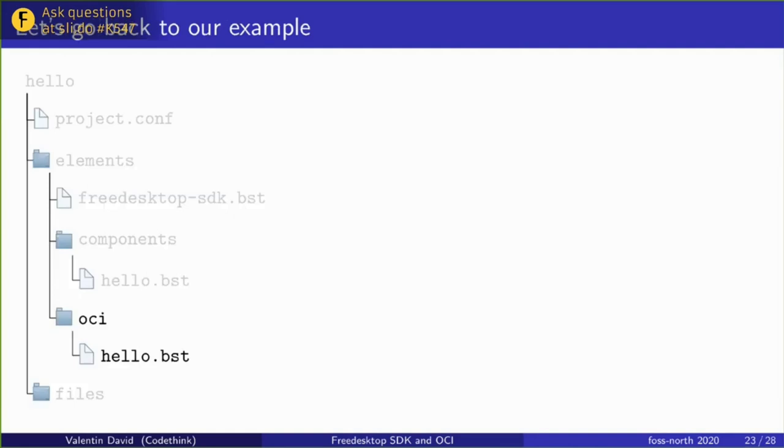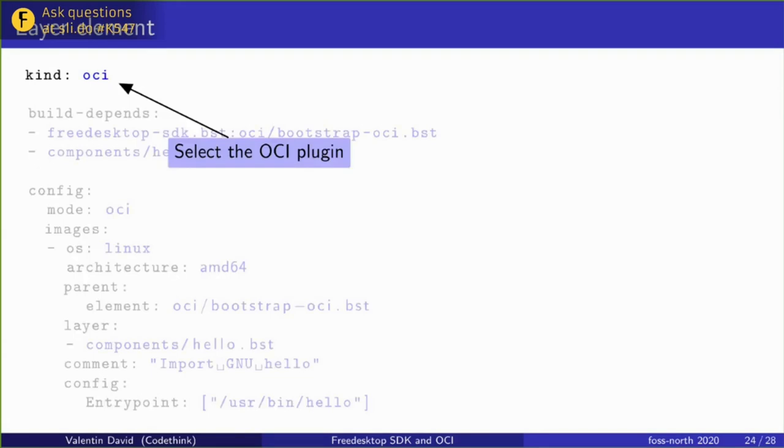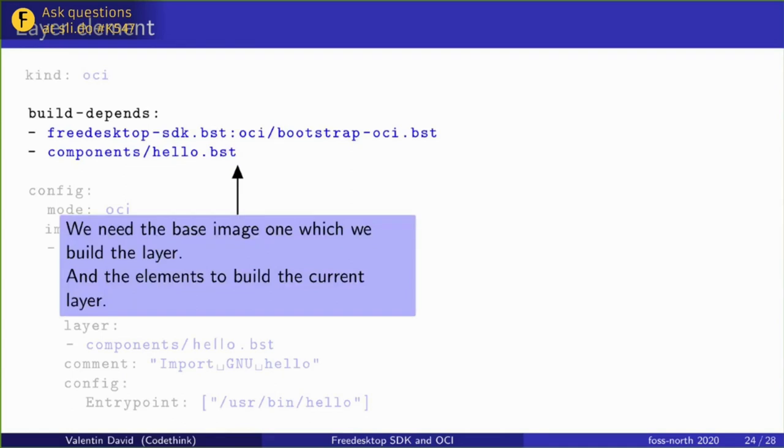Now we come back to our example, and we will write our Docker image, or OCI image in this case. Hello.bst. First, we select our OCI plugin. Then we will have our dependencies. So if you remember, one of the dependencies has to be the layers that we will build on top of. And here, because Hello is not a desktop application, it doesn't have to use the platform image. We will just use the Bootstrap, which is a very minimal image of Freedesktop SDK.